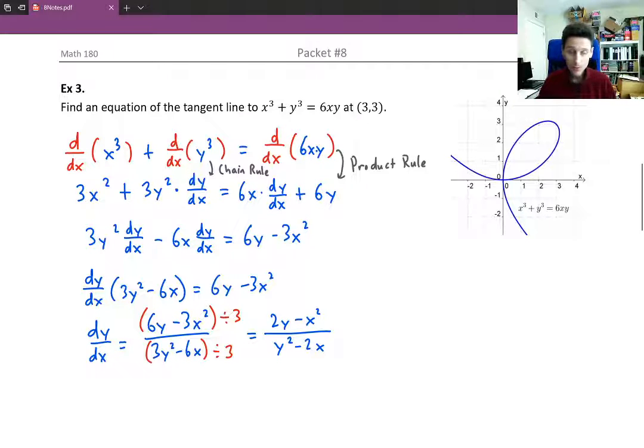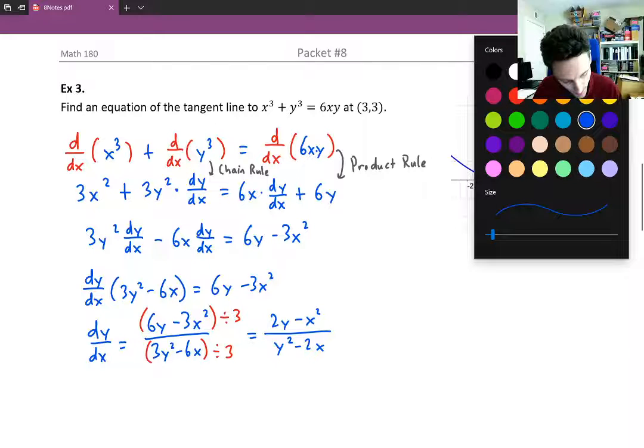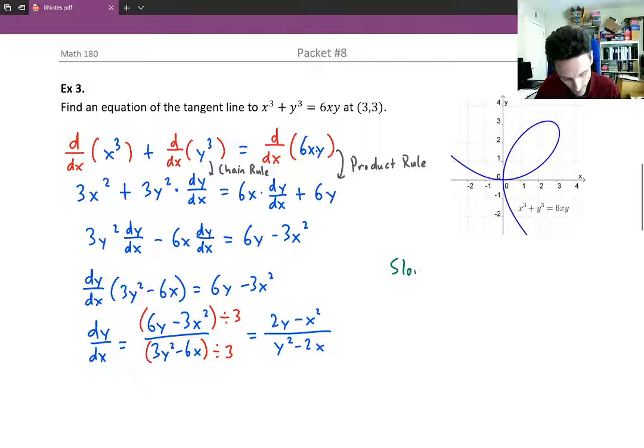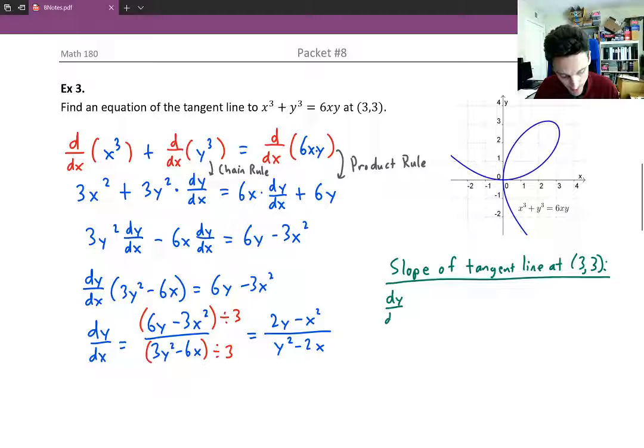Now, we said that the whole thing we wanted was the slope of the tangent line, so that we could then, with the point on the tangent line, get the equation for the tangent line. So we're almost there. To get the slope of the tangent line at (3, 3), we'll plug (3, 3) into the derivative that we just found. And it turns out this all simplifies to -1.